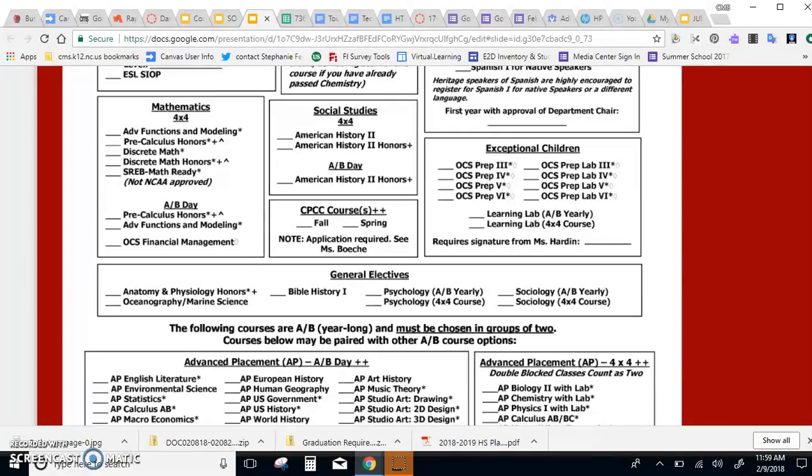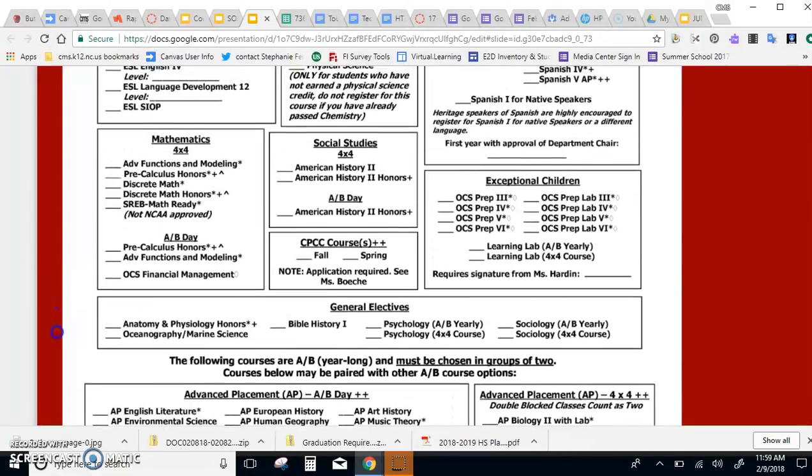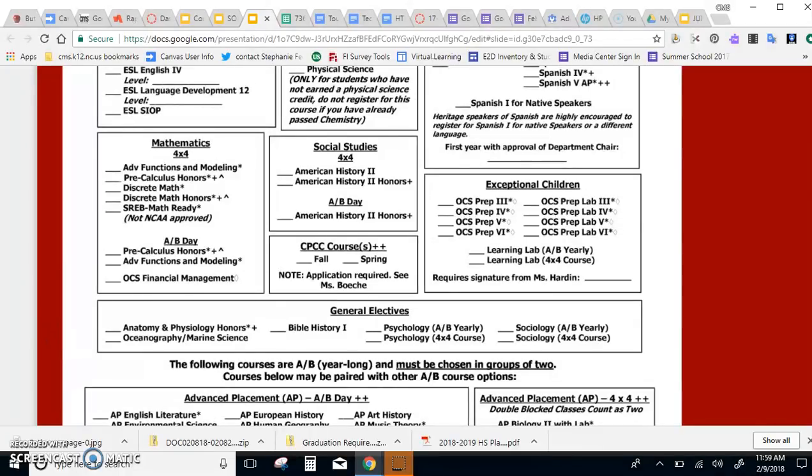Notice that some math courses are offered on the 4x4 and A Day B Day formats. AP Calculus is offered in two varieties. You can take AP Calculus AB on an A Day B Day format, or take AP Calculus AB and BC on a daily year-long format, which means 2 credits.